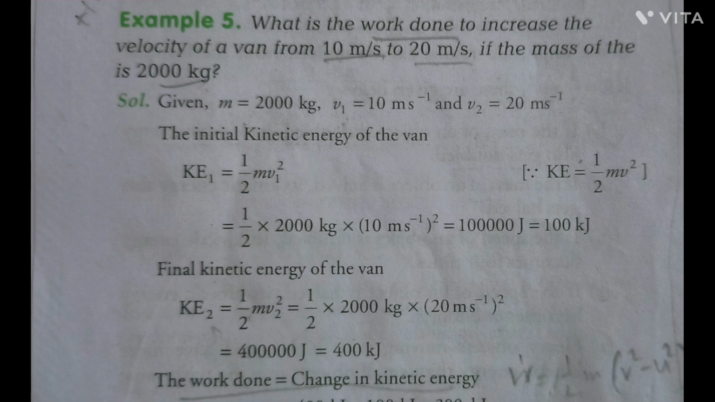Thus, the work done is equal to change in kinetic energy, that is W is equal to half m v square minus u square, or we can represent it by KE2 minus KE1 is equal to 400 kilojoule minus 100 kilojoule, that is equal to 300 kilojoule. So the kinetic energy of the van increases by 300 kilojoule when it speeds up from 10 meter per second to 20 meter per second.